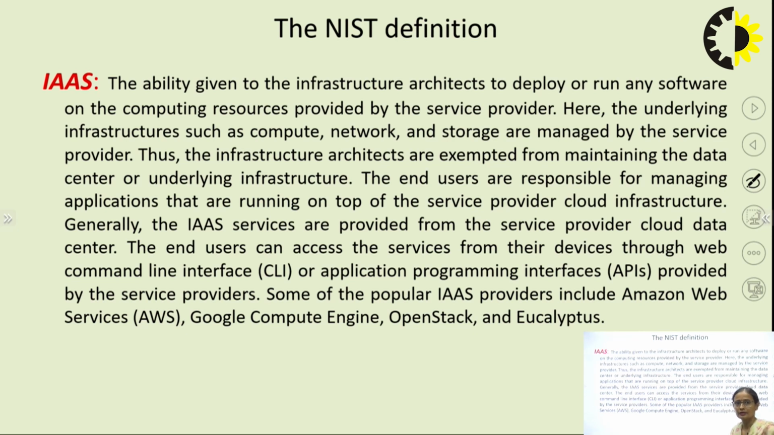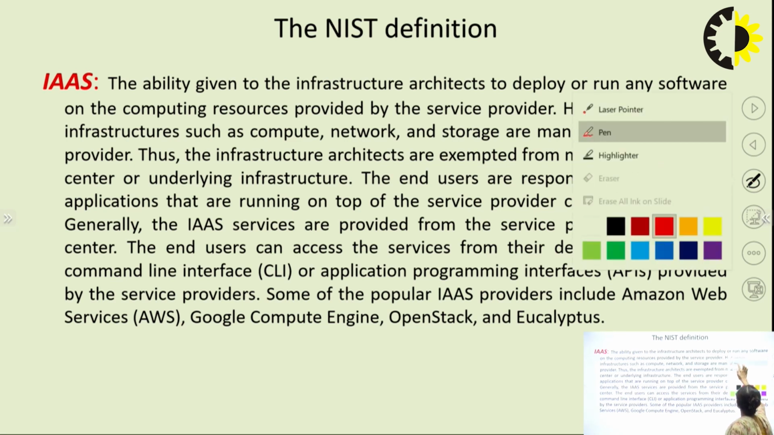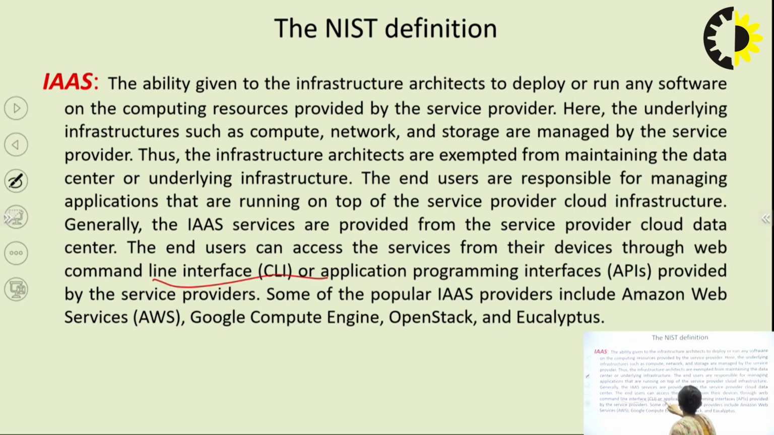Generally, the IaaS services are provided from the service provider's cloud data center. The end users can access the service from their devices through the web, the command line CLI interface, or with the help of APIs also. That is, we have a command line interface, a web interface, and APIs are also provided by the service providers. Some popular IaaS providers are Amazon AWS, from Google we have Compute Engine, OpenStack and Eucalyptus.